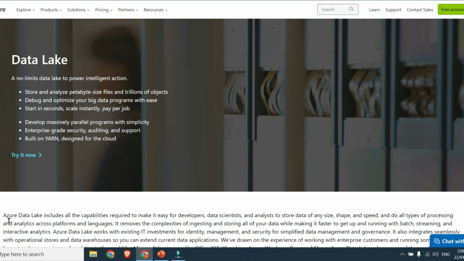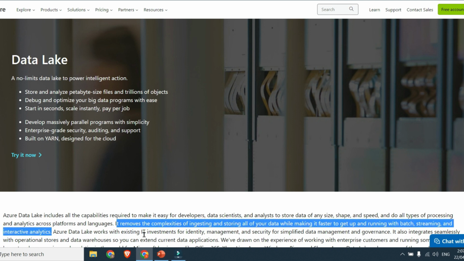That's pretty much what it is. Here's a list here of all the things you can do with it. It allows you to store and analyze petabyte-sized files and trillions of objects. Also here, it removes the complexities of ingesting and storing all of your data while making it faster to get up and running with batch, streaming, and interactive analytics. So it's all about massive amounts of data, making it easier, and also batching, streaming, and interactivity.